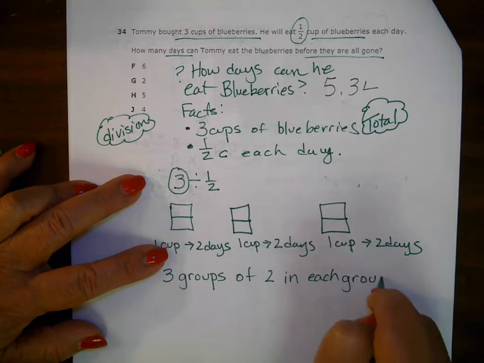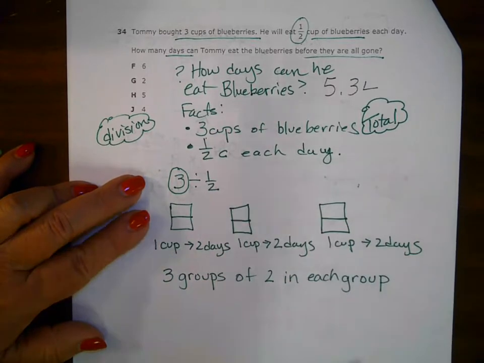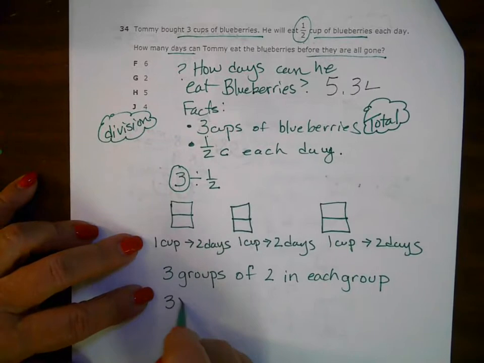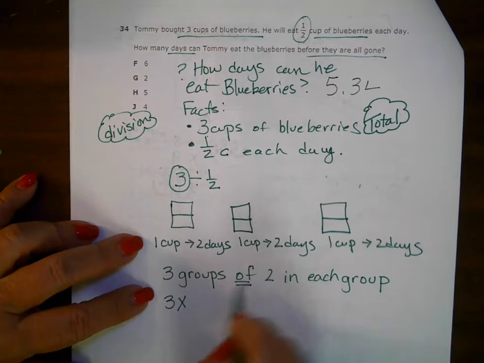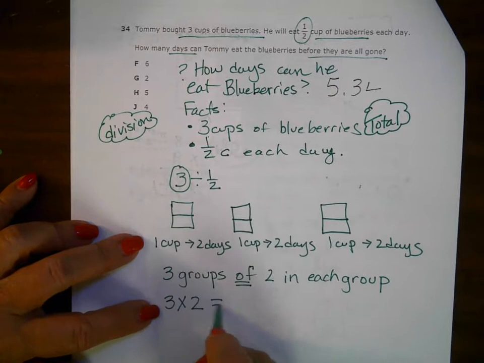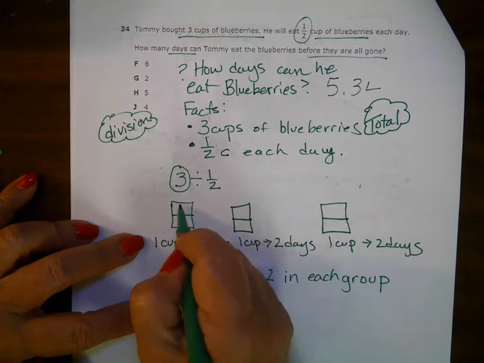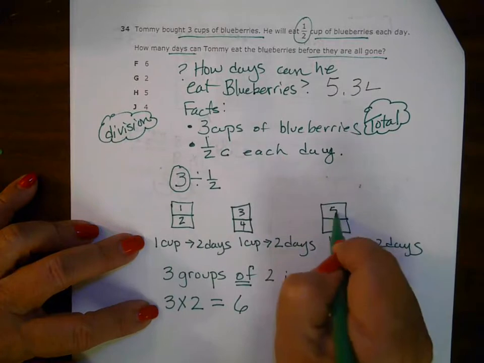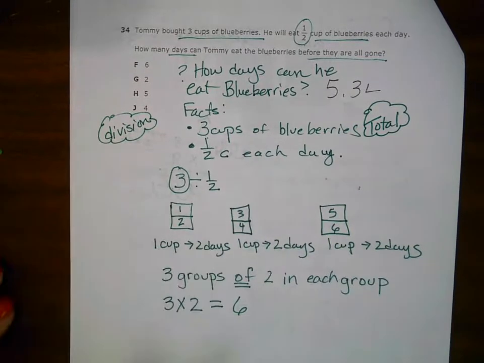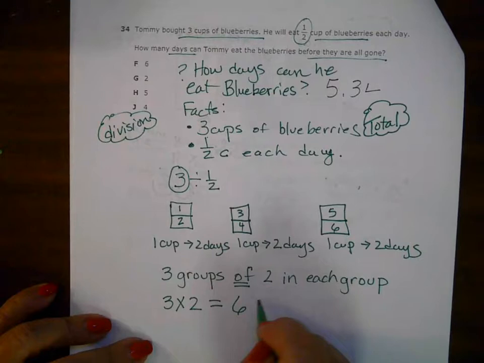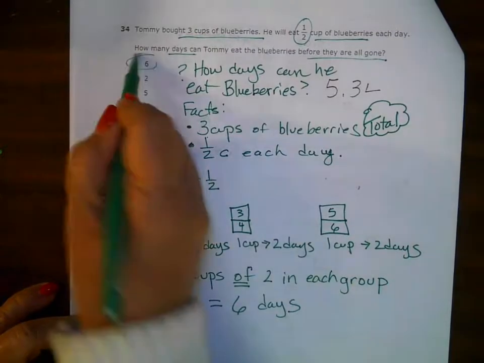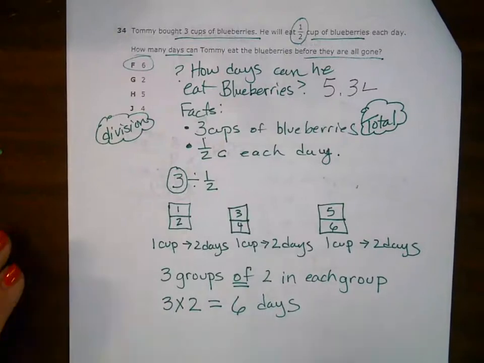So this is where we get that keep, change, flip, because now it becomes a multiplication problem. 3 times, 3 groups of 2 equals 6. So I have 1 day, 2 days, 3 days, 4 days, 5 days, 6 days. So how many days can he eat blueberries? He can eat it for 6 days. And that's how you figure that out.